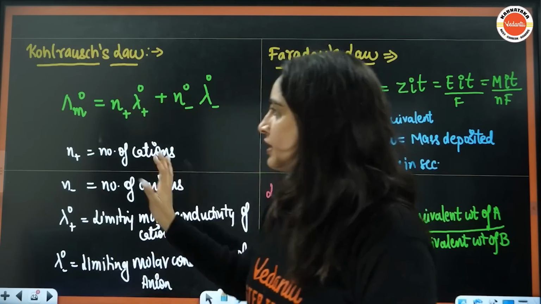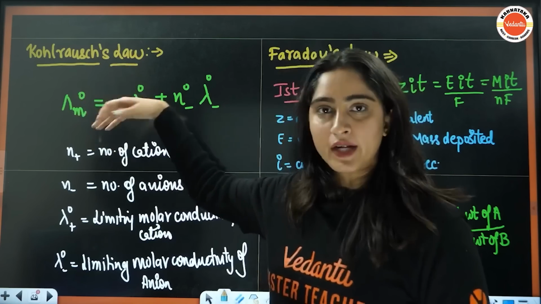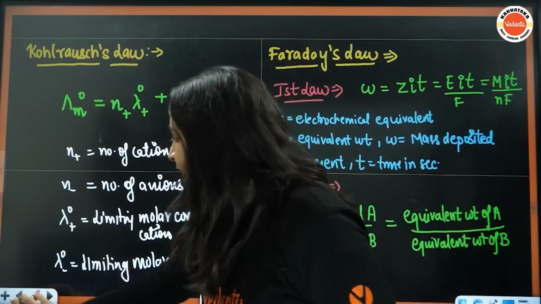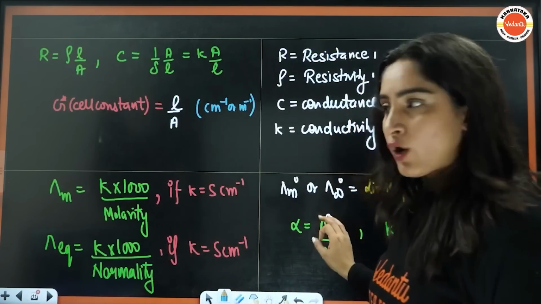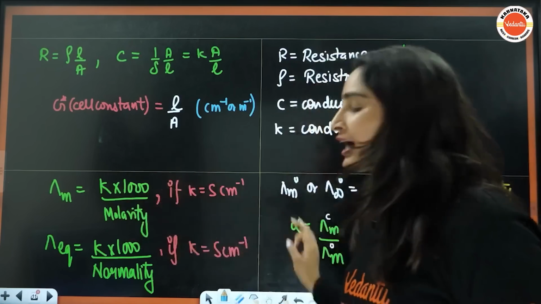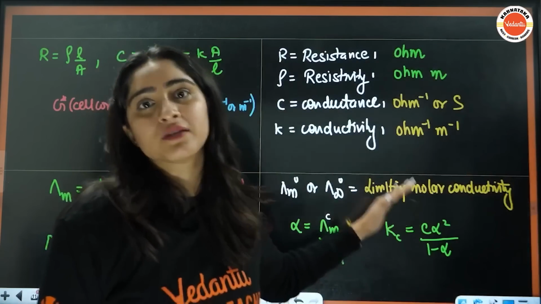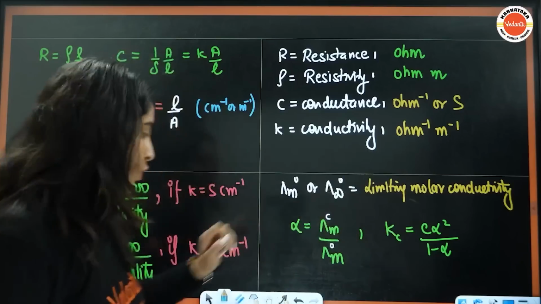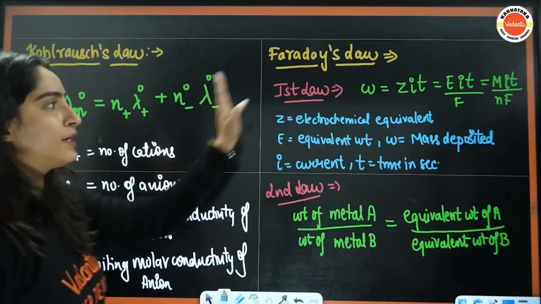Very important. Firstly, they will ask you to calculate the molar conductivity at infinite dilution from this law, then molar conductivity at concentration C from this one, and after that you have to calculate the degree of dissociation, then the dissociation constant. Okay, next we have Faraday's law.